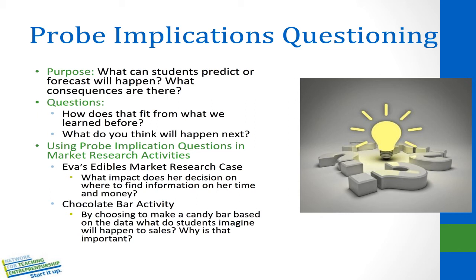What's the purpose behind it? In Ava's Edibles market research case, we asked students to identify whether primary or secondary research options will work to find information. In many of these cases, it could be both. Here you can ask students to consider what impact her decision on whether she uses primary or secondary research has on her time or money.